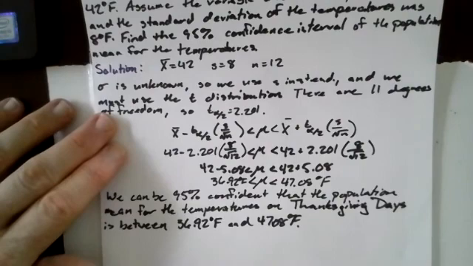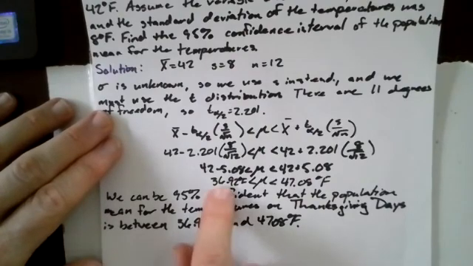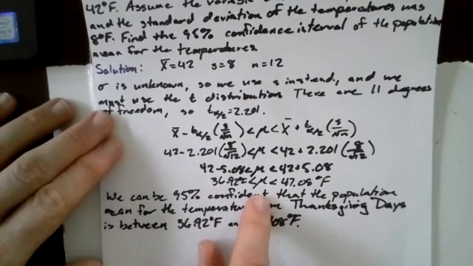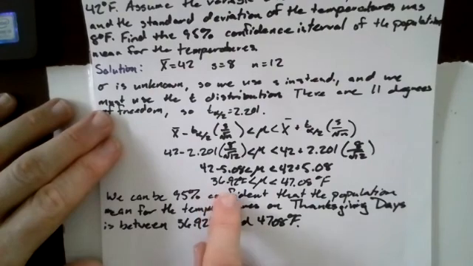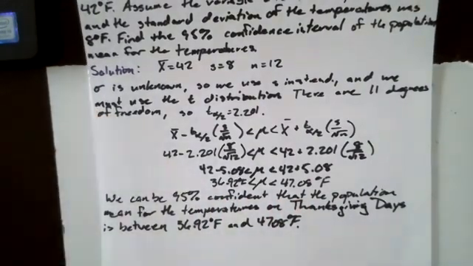2.201. Then we use our formula and plug in all of the values to find that mu is between 36.92 and 47.08. So we can be 95% confident that the population mean for the temperatures on Thanksgiving days is between 36.92 degrees Fahrenheit and 47.08 degrees Fahrenheit.